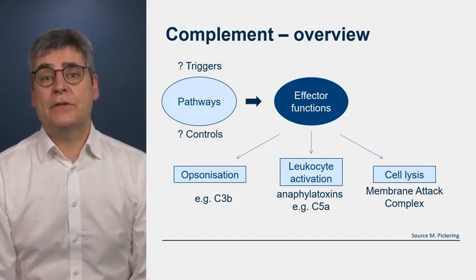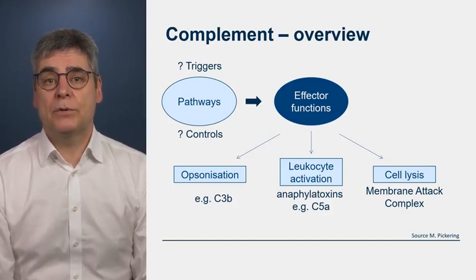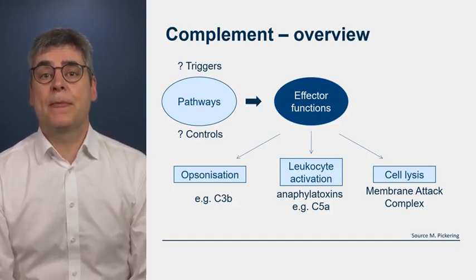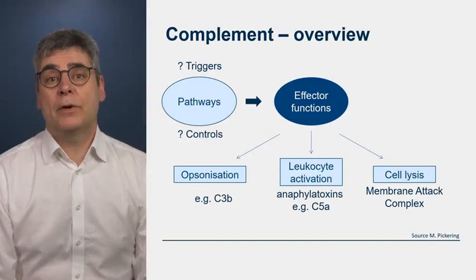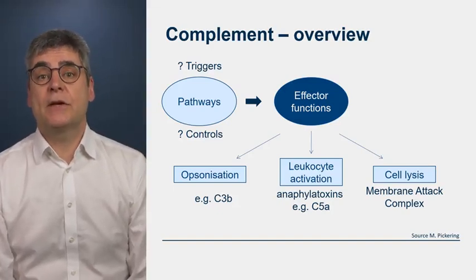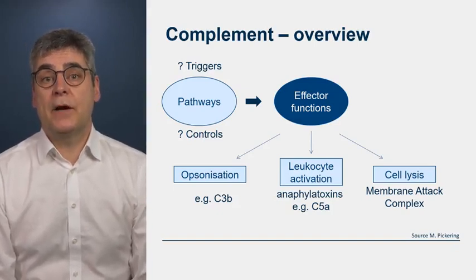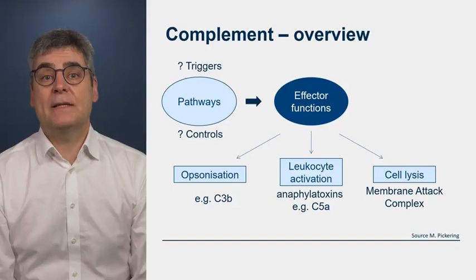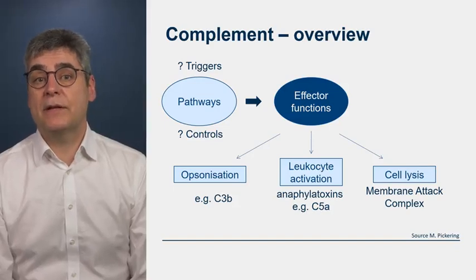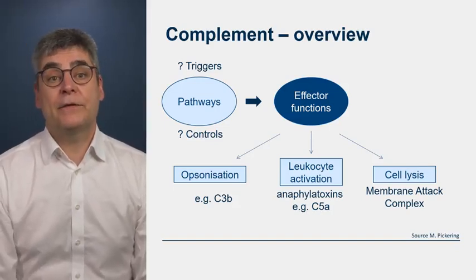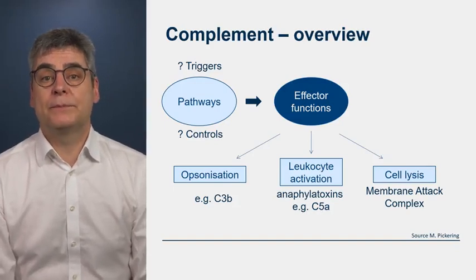The key effector functions are opsonization, leukocyte activation, and cell lysis by the membrane attack complex, which produces pores in cell membranes. It is a complex network of proteins that consist of three activation pathways. It is important to consider the triggers of these pathways, how they are regulated, and how they contribute to the effector functions. I first summarize the functions of complement.